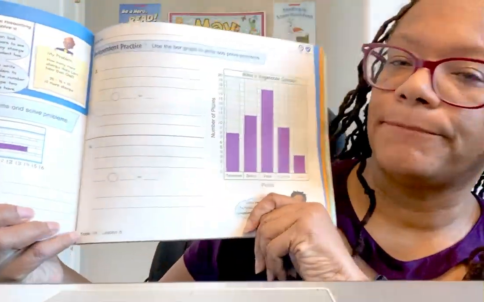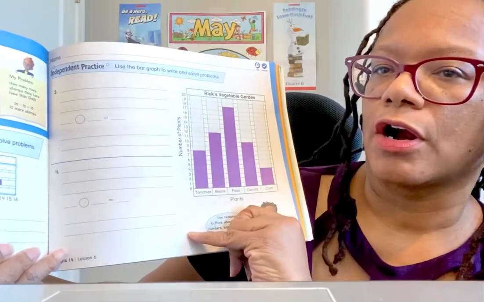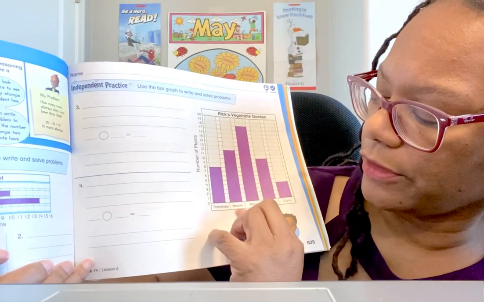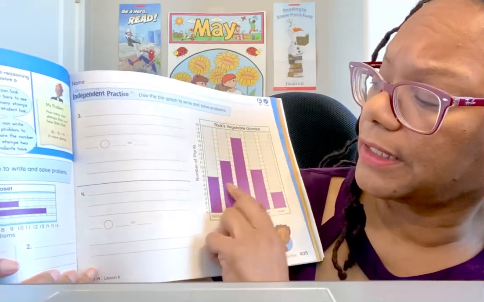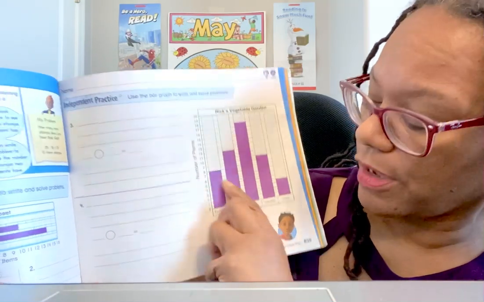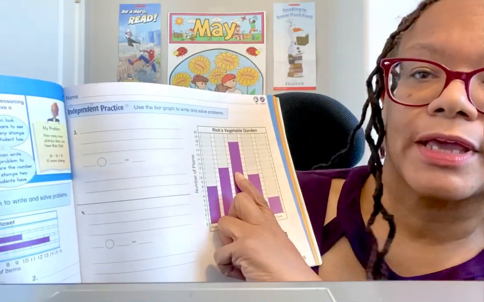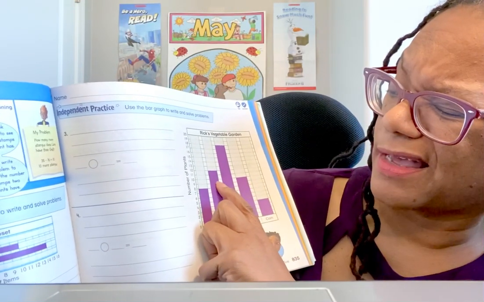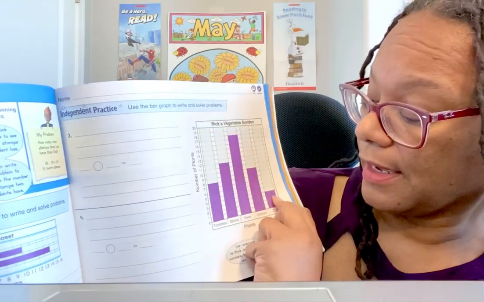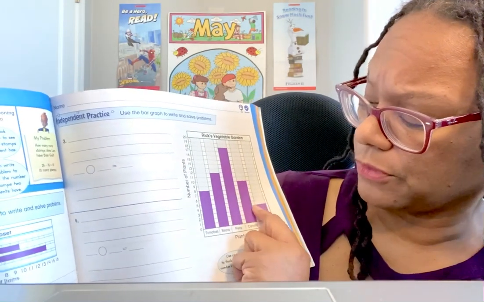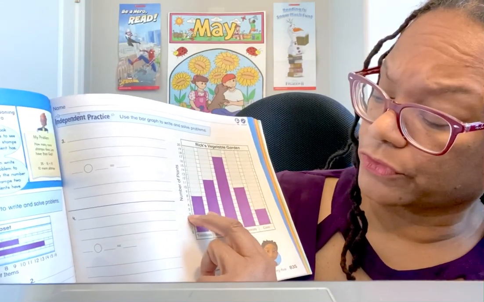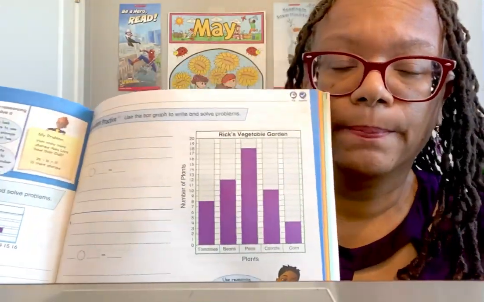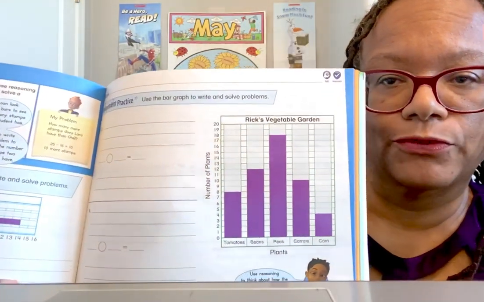And on the next page, you have Rick's vegetable garden. He has 8 tomatoes, beans goes up to 12, the peas goes up to 18, and the carrots goes up to, let's see, this line goes up to 10, and the corn goes up to, and you have to trace the line back over to 4. Write addition or subtraction problems for each of those.